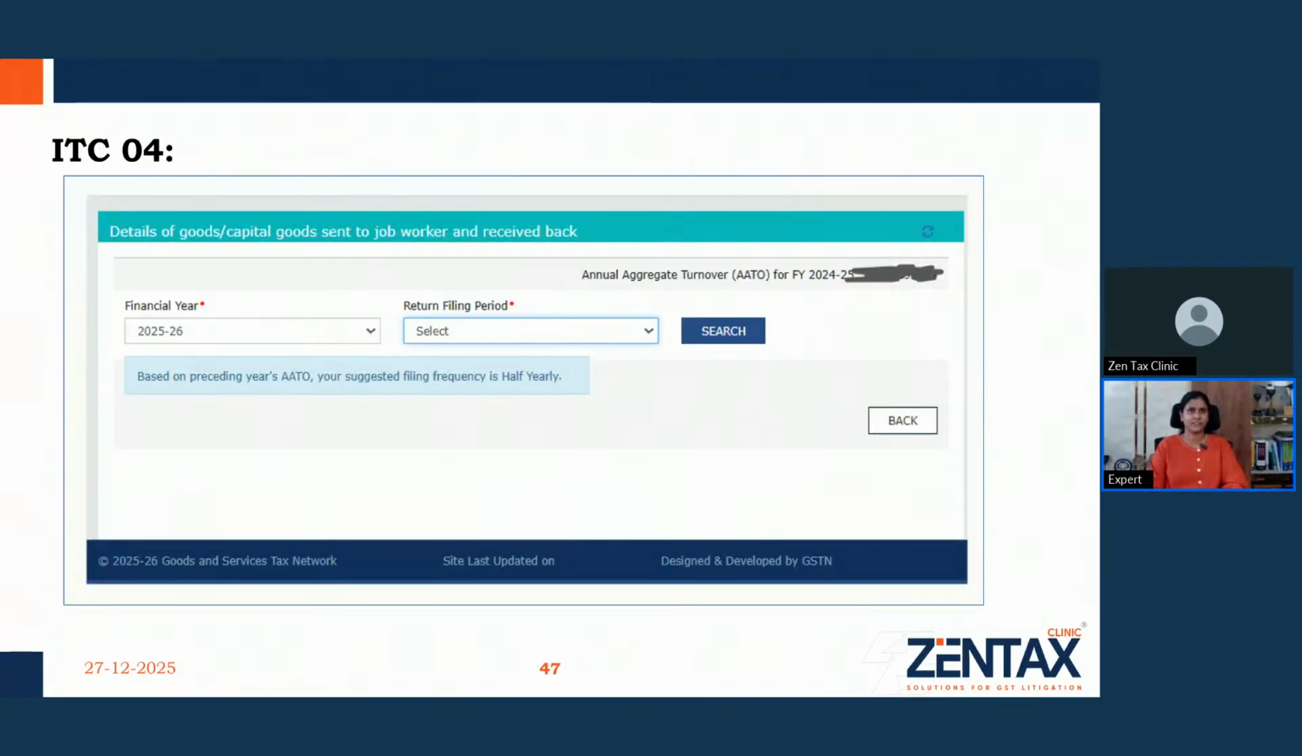Thereafter, we need to select the financial year. Then we need to select the return filing period. That is the annual return or half yearly return. We need to mention here. This should be based on our annual aggregate turnover. As we have seen, if our turnover exceeds 5 crore, then we need to file half yearly returns. If it is less than 5 crore, then annual return will be applicable to us.